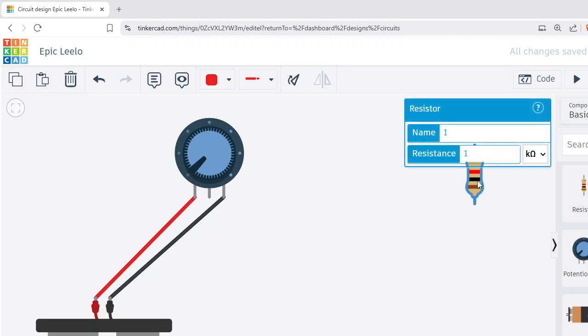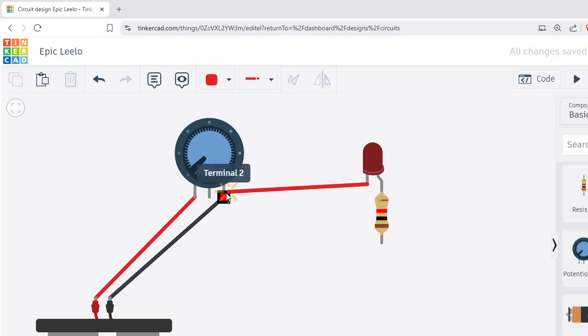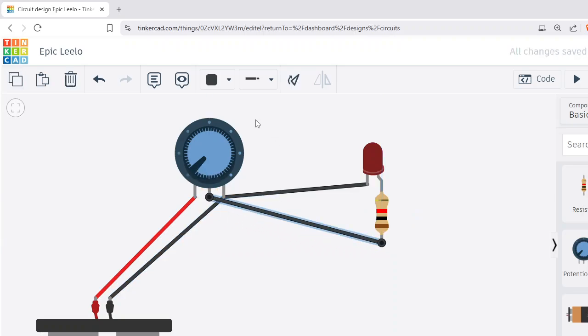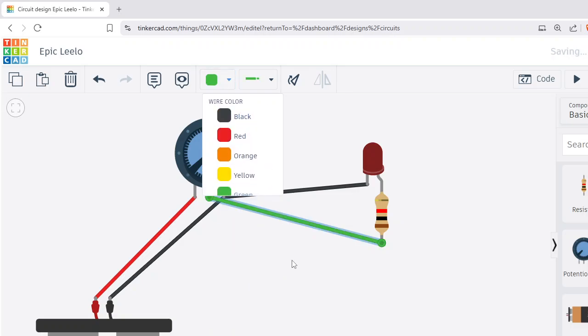Now I want an LED to be connected. Let's have an LED. This is the anode, positive, and the cathode is connected to the black, and this is connected to the wiper. Let's have this as a separate color, maybe green.